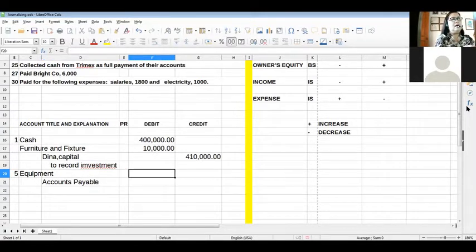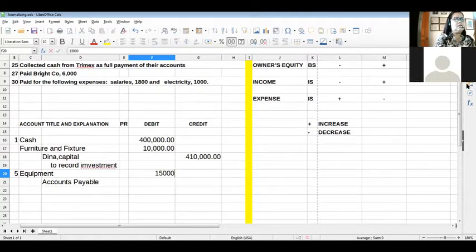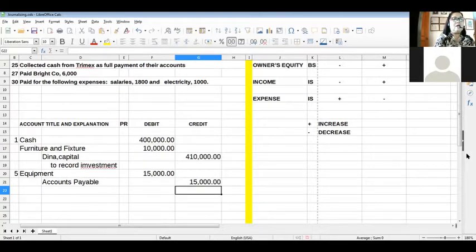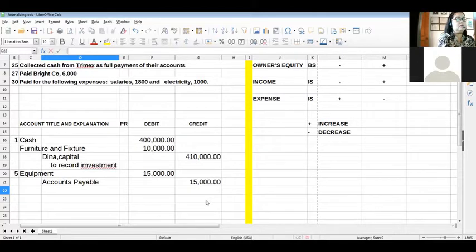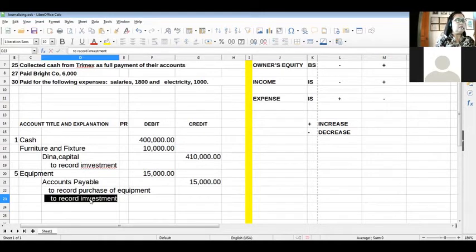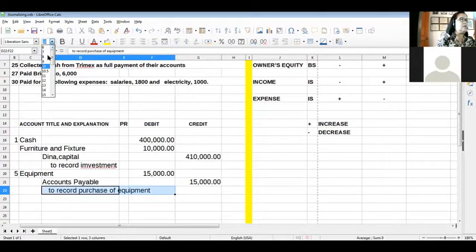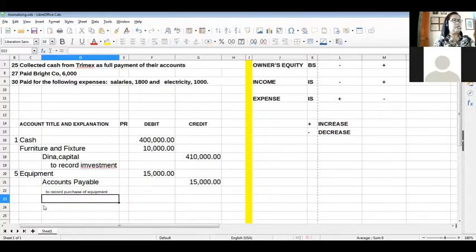Okay, so how much is this? This is 15,000. Okay, 15,000. Then your accounts payable is also 15,000. So total debit, total credit. And then you put your explanation to record purchase of equipment. Ito natin siya para magkasya siya. Okay? Initan na lang natin yung explanation para maganda.